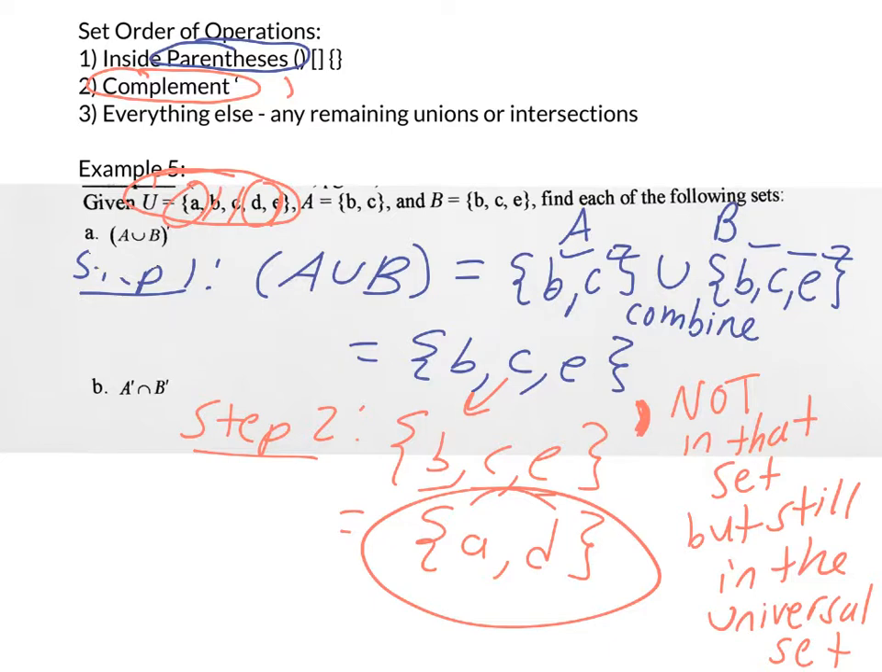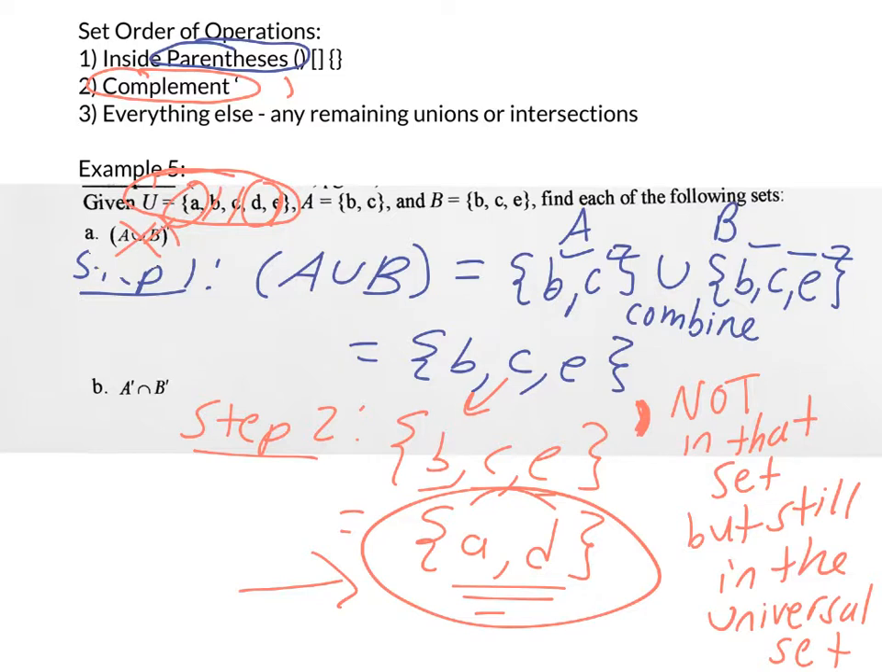And as I go back to the original question, we've taken care of the parentheses in step 1. We just took care of that apostrophe, the complement, in step 2. There's nothing left to do, so that must be the final answer. The only thing you would type into the answer box in MyMathLab is what we've done last, at the end of the last step. So the final answer is the set with little a, little d in it.